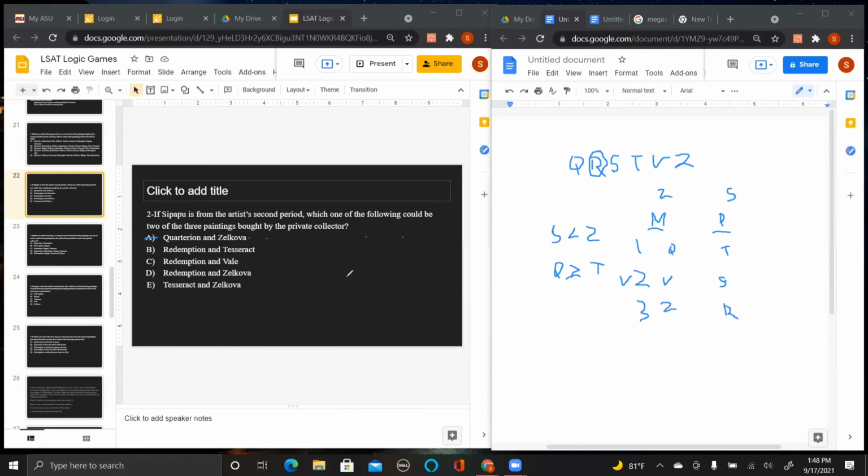There you go, plausible. As for the other ones, redemption and veil. Veil is second position, so it has to be on the museum side. It cannot be sold to the private collector, remember, because veil is always second position. So if we have S be second position over here, V has to be second position in the museum category. Redemption and Zelkova: Zelkova has to be here. We just figured that out. It has to be in the museum. It cannot be in the private collector. And tesseract and Zelkova, same thing. So there we go. Now for question 3.